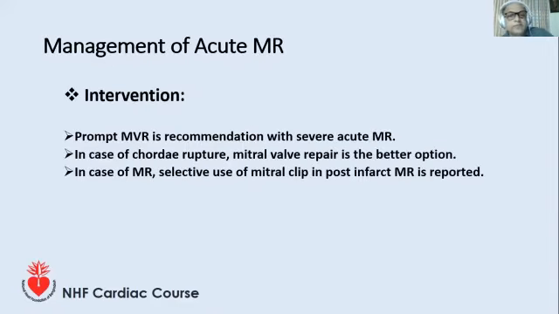Regarding treatment of acute mitral regurgitation, intervention is the best option. It means prompt mitral valve replacement is the recommendation for severe acute mitral regurgitation. But in case of chordal rupture, mitral valve repair is a better option than mitral valve replacement. Selective use of mitral clips in post-infarct patients has been reported recently.